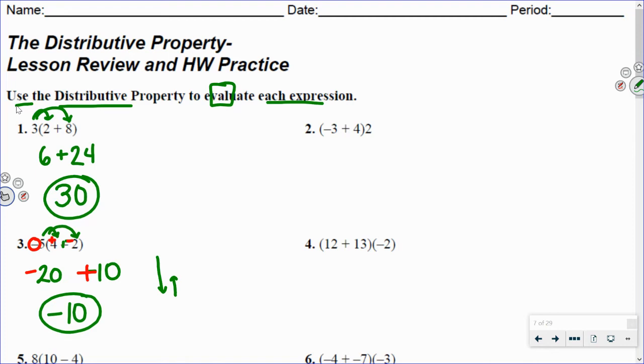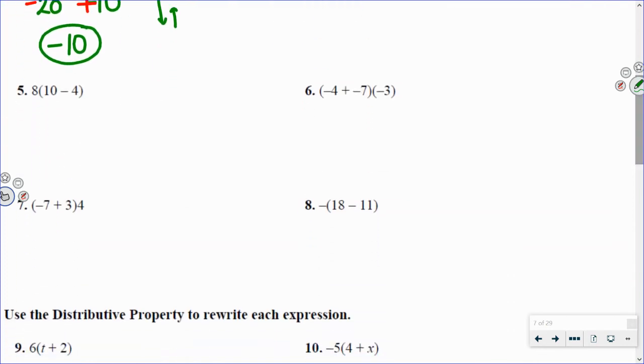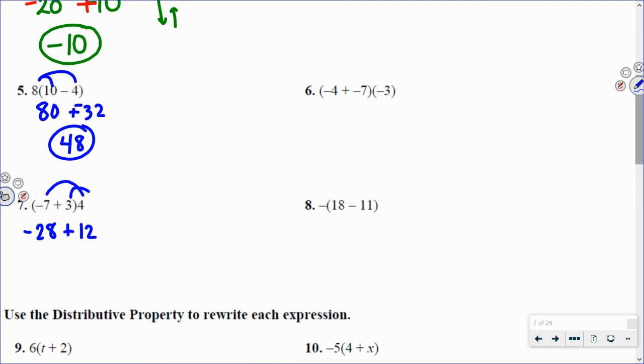5 and 7. Pause the video, come on back to me when you're ready to check your answers for 5 and 7. And so here we go. 4 groups of 10, 4 groups of -4. I'm going to change that to add the opposite. Final answer 48. 4 groups of -7 and 4 groups of +3.